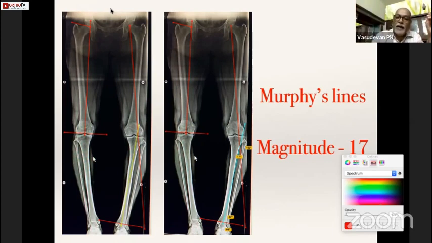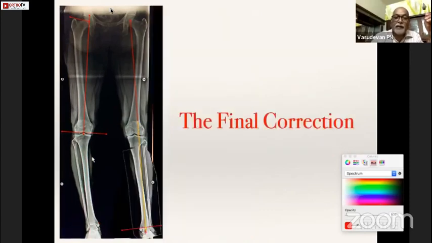Then I shifted that line to the future osteotomy line, and the magnitude of the deformity is 17 degrees. So if I do an osteotomy at that level, and if I do about 17 degrees of correction, then I will make the mechanical axis straight like that. So this is going to be the final correction.